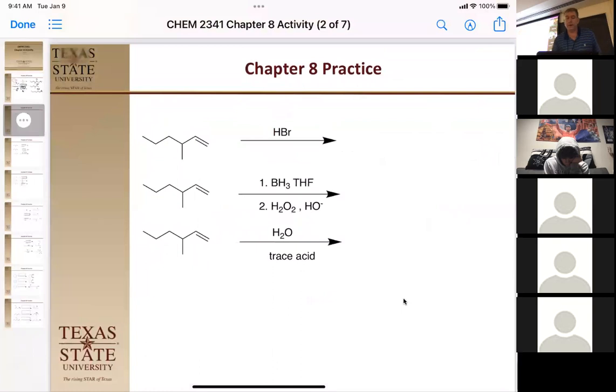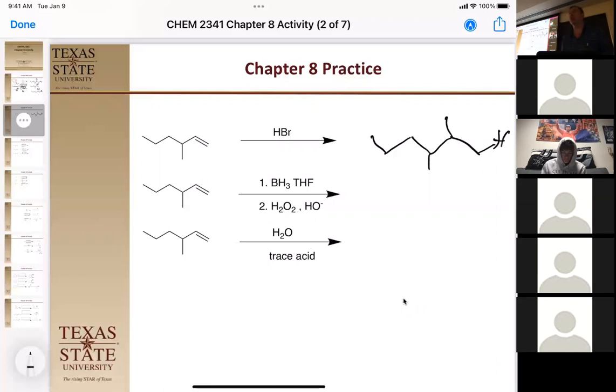Now let's do it with HBr. Again, the only thing changing is our double bond, and we're going to add something here and something here. Where does the hydrogen go? On the primary carbon or the secondary carbon? Primary. It goes on the primary carbon because it adds first, giving us a carbocation, right?